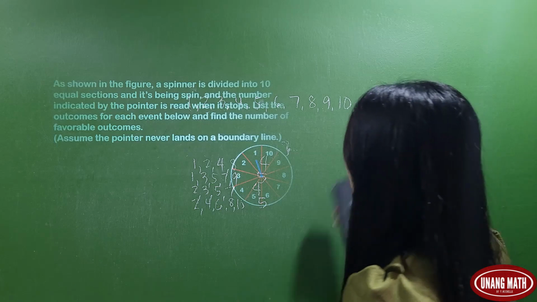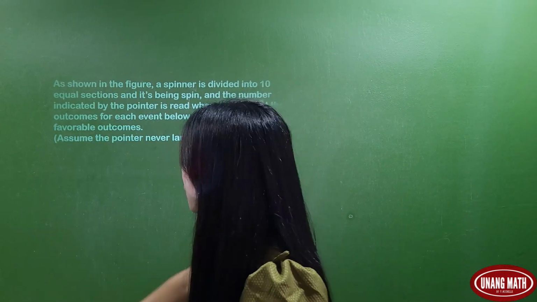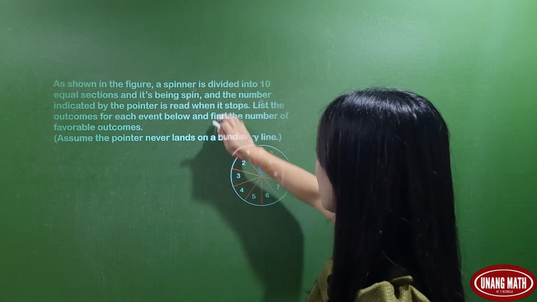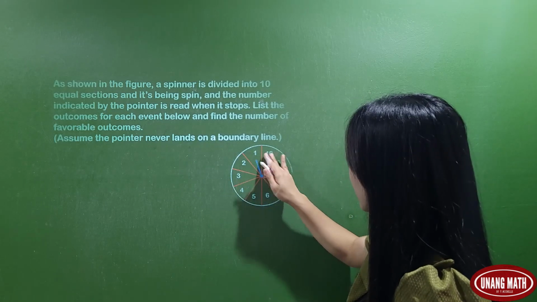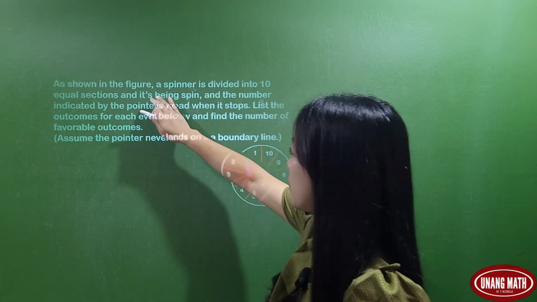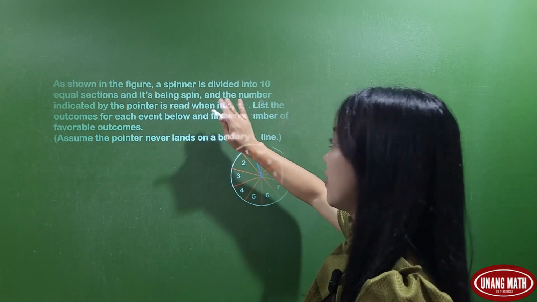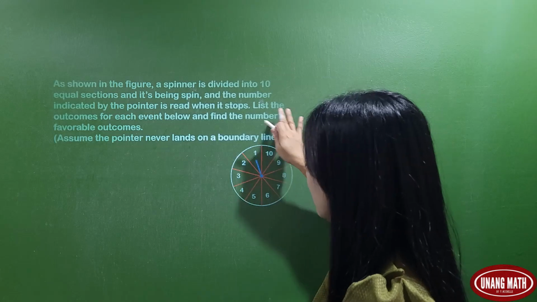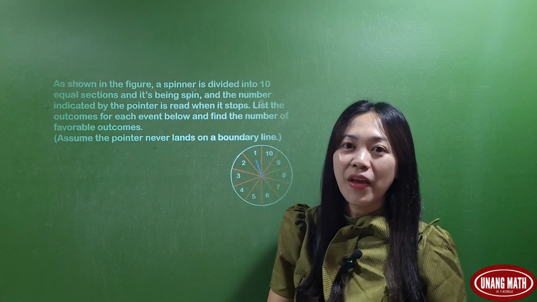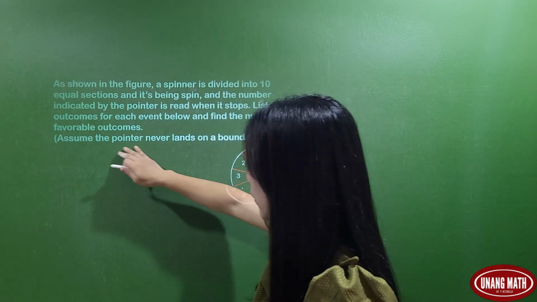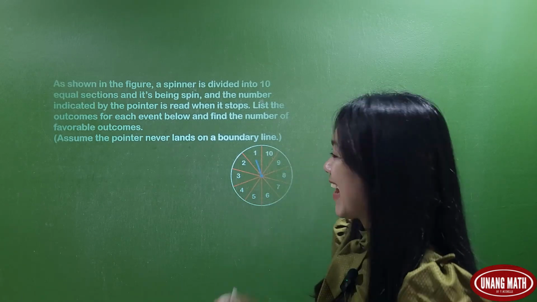Okay, moving on to our last question or problem. As shown in the figure, a spinner is divided into 10 equal sections. So this is our spinner divided into 10 equal sections, and it's being spun. The number indicated by the pointer is read when it stops. We're going to list the outcomes for each event below and find the number of favorable outcomes. We assume that the pointer never lands on the boundary line.